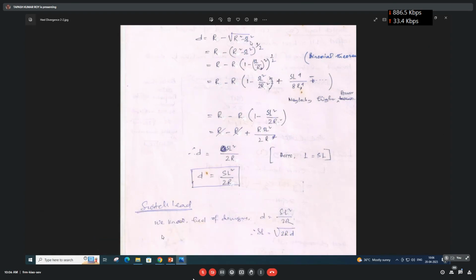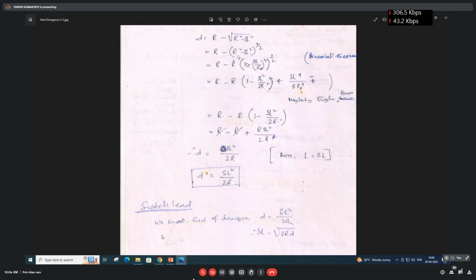R minus S square. Now we can write down this way: R square minus S square, square root of half, equal to this one. We can easily write it this way: divide it by R square, and when you take it outside, it will be equal to R. So we can get the equation this way.